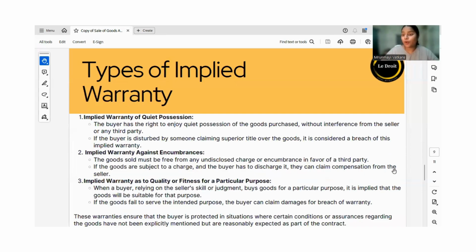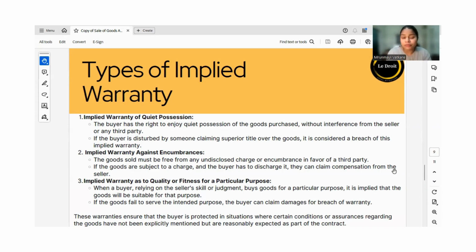Implied warranty of quiet possession. The buyer has the right to enjoy quiet possession of the goods purchased, without interference from the seller or any third party. If the buyer is disturbed by someone claiming superior title over the goods, it is considered a breach of this implied warranty.